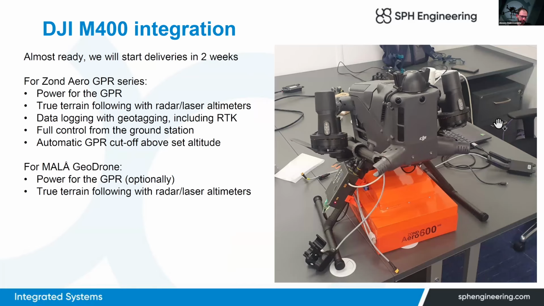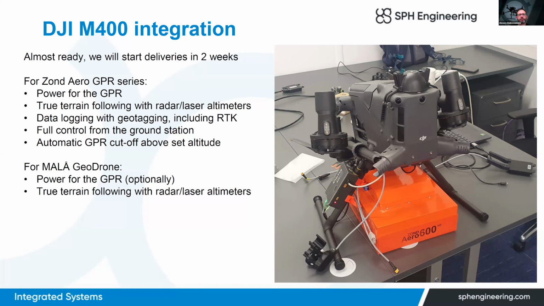And just a couple of minutes about M600 integration. It is quite a hot topic because the new DJI drone is just excellent, I should say. We are at final stages of integration. That's the photo I made yesterday evening in our office. We are finalizing the software part. All our GPR models will work with the new DJI drone in the same way as we implemented for M300, M350.